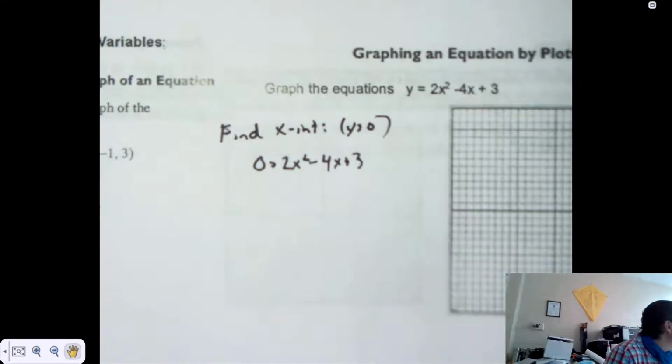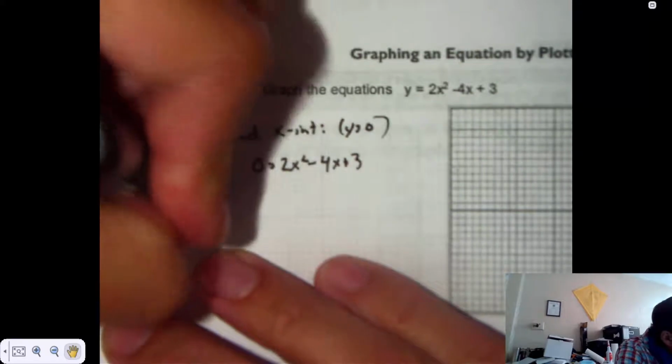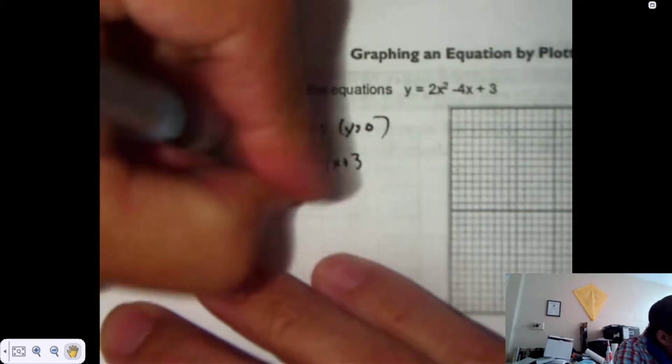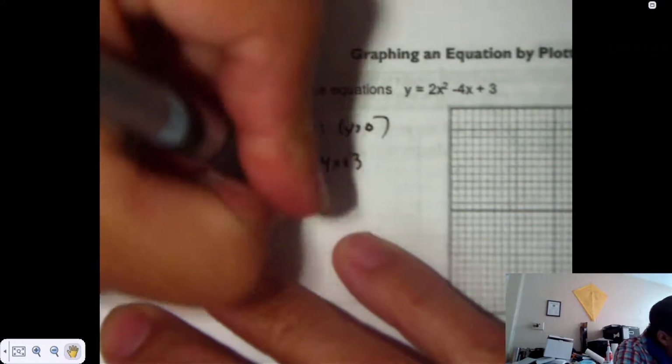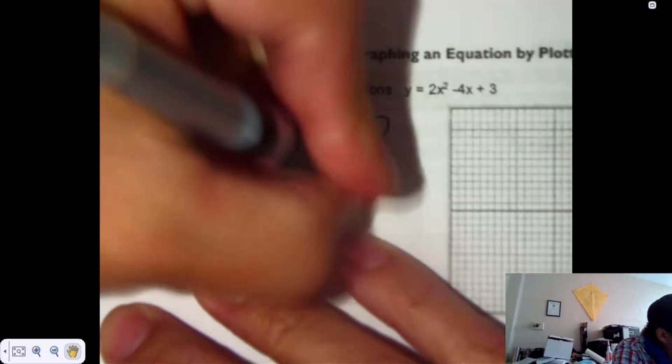You guys are wearing masks, so I cannot hear you. You saying simplify radical? Quadratic formula, yeah. It doesn't factor, does it? 4 plus or minus the square root of negative 4 squared minus 4 times 2 times 3, all sitting over twice a, 2.